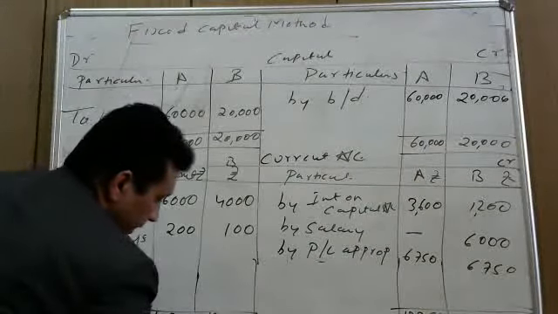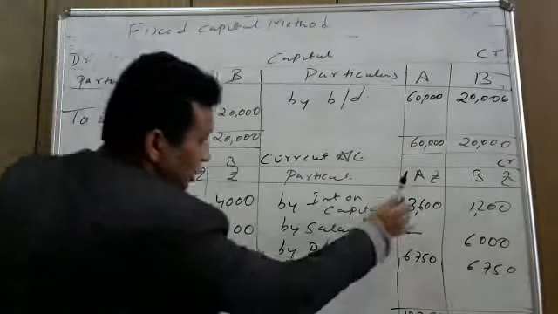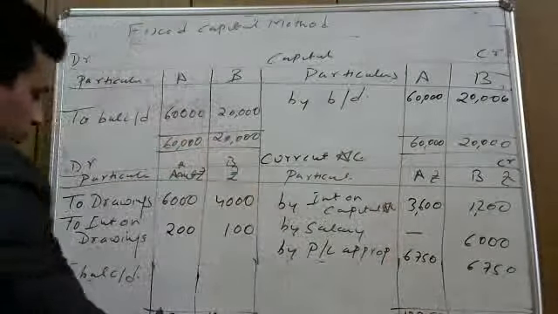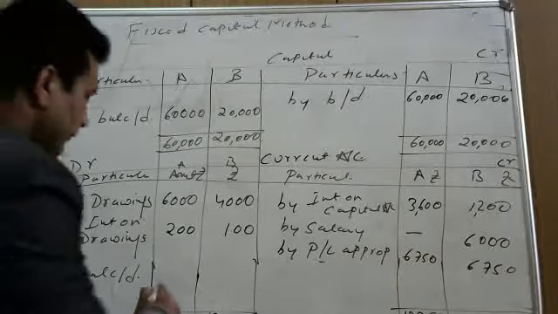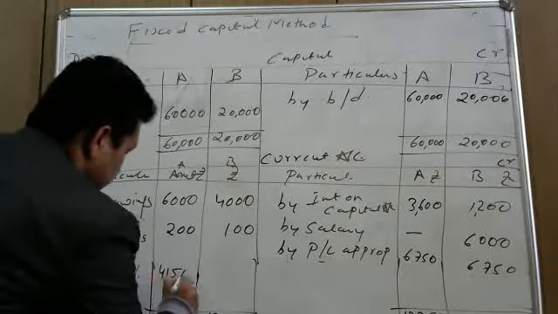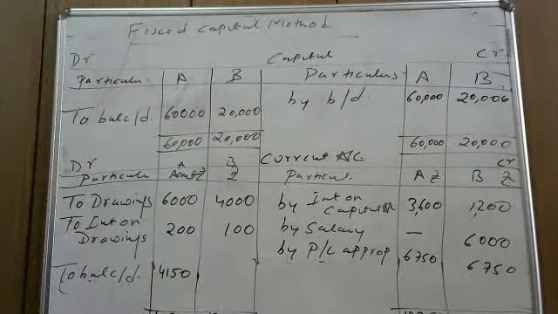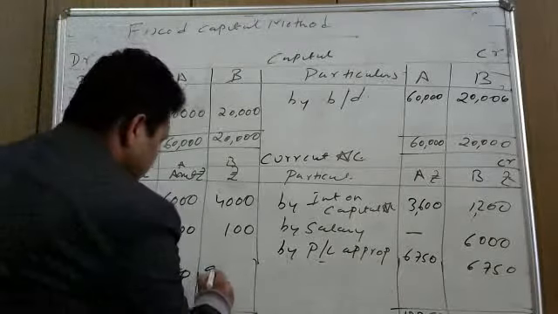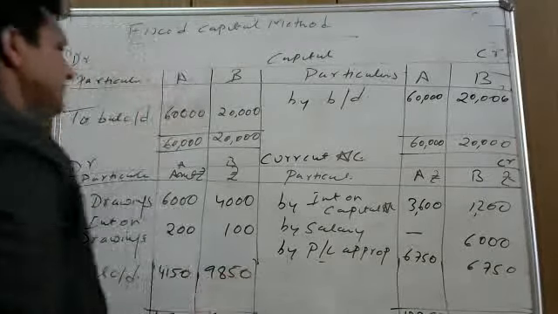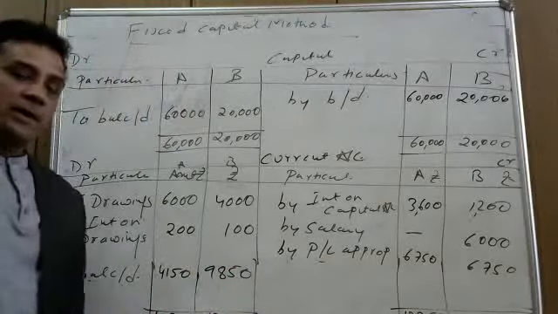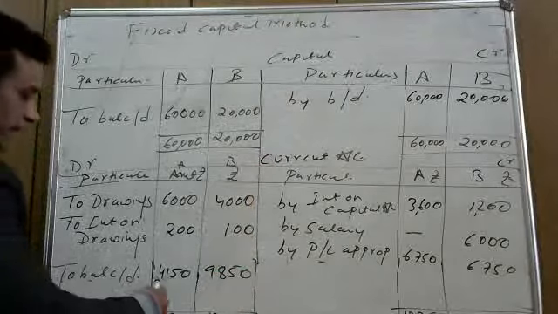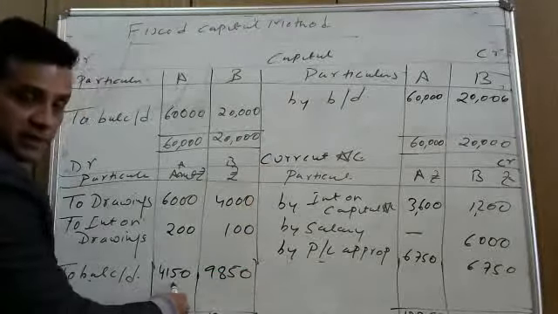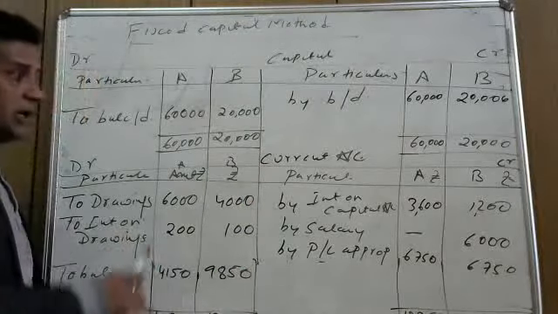10,350 and 13,950. Now, total of credit side minus total of debit side. So 10,350 minus 6,200. The current account balance is given for A is 4,150 and for B is 9,850. So these are the terms for how to prepare capital accounts, fixed capital account and the current account. We get the balance of this. This is the current account closing balance during the year.